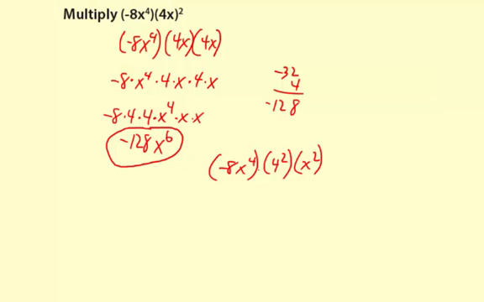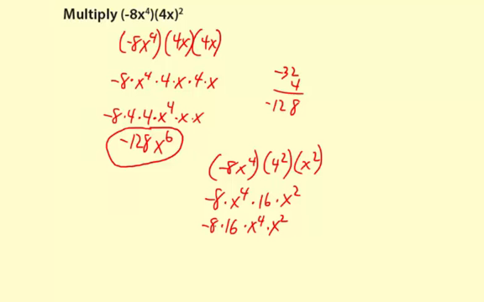Okay, then from here, I'm going to just rewrite it. So it's going to be negative 8 times x to the fourth. And then let me just do the 4 squared, so it's going to be times 16, then times x squared. Okay, now I'm going to put coefficients on the left, variables on the right. So it's going to be negative 8 times 16 times x to the fourth times x squared.